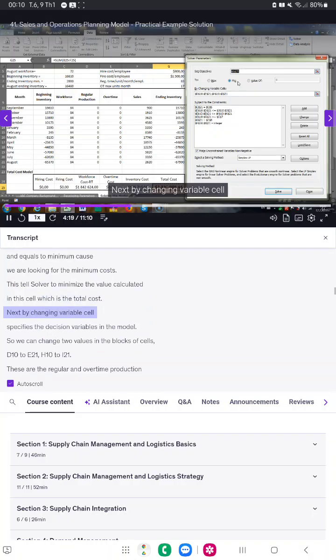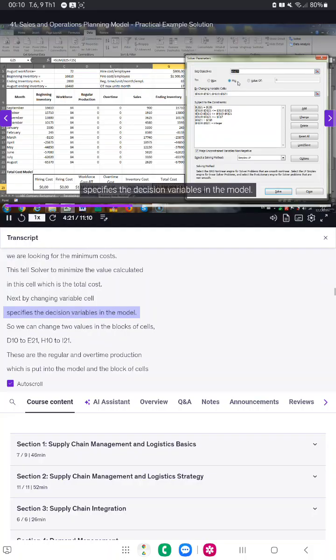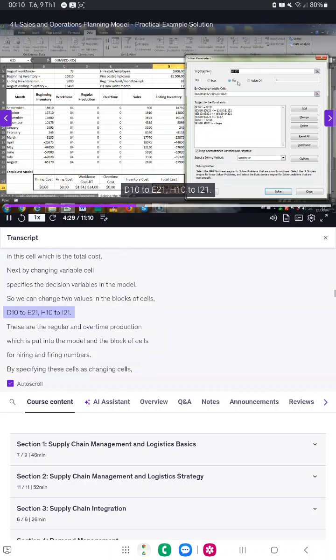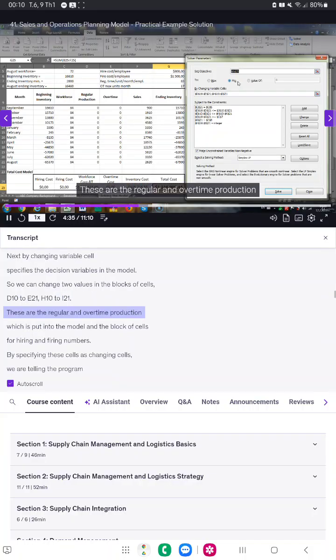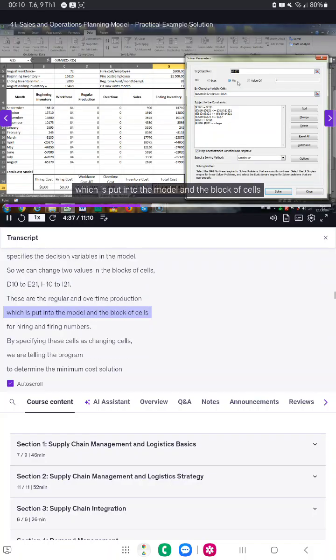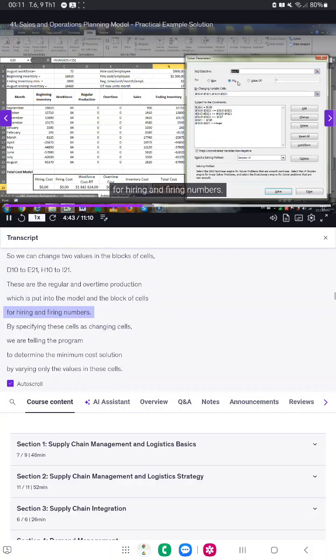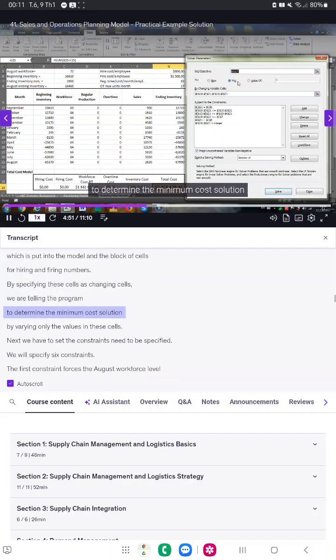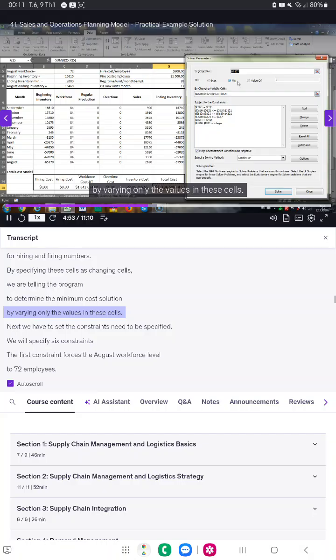Next, by changing variable cells, specifies the decision variables in the model. So we can change two values in the blocks of cells, D10 to D21, H10 to I21. These are the regular and overtime production which is put into the model, and the block of cells for hiring and firing numbers. By specifying these cells in by changing cells, we are telling the program to determine the minimum cost solution by varying only the values in these cells.